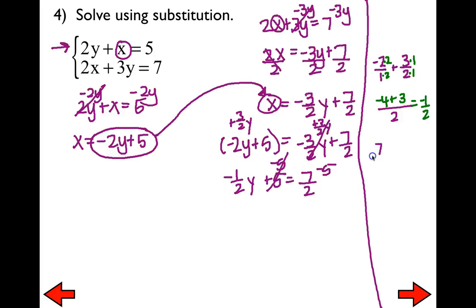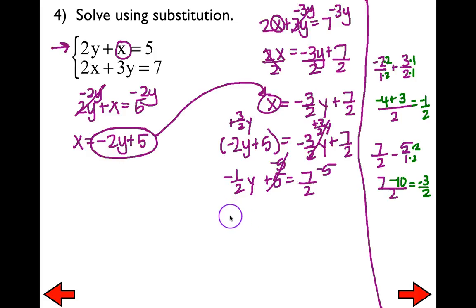We have 7 halves minus 5 over 1. Here, our lowest common denominator is going to be a 2. This one's not going to change at all, so we're just going to leave it as a 7. However, this one here is going to change by 2, so that's minus 10, which leaves us with negative 3 halves. Okay, so notice the actual fraction work wasn't too complicated.